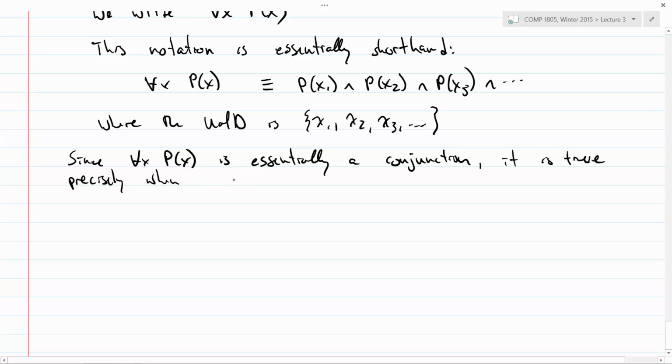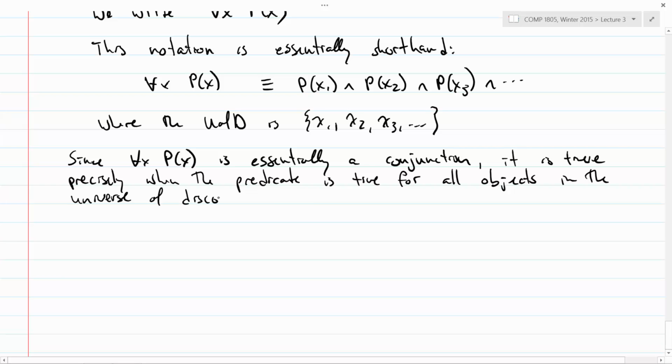So I'll write that out in English, actually. Precisely when the predicate is true for all objects in the universe of discourse, and false otherwise. So that's all there is to universal quantification. And if you get confused by it, come back to this exact paragraph right there. That is how you get around the problem you're probably having.